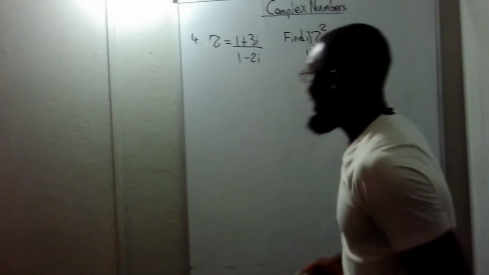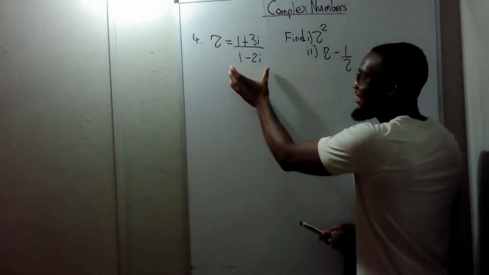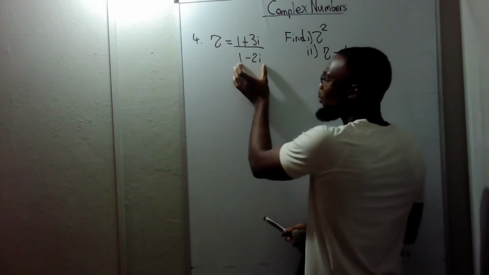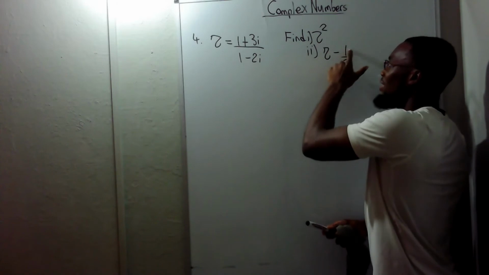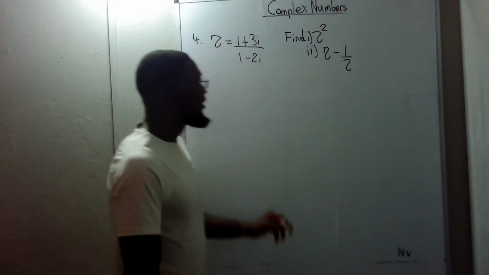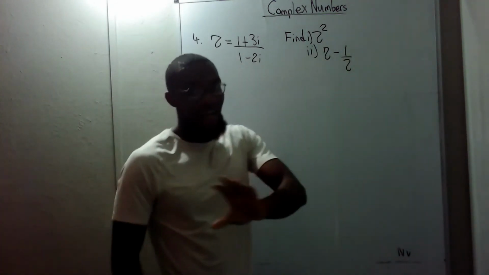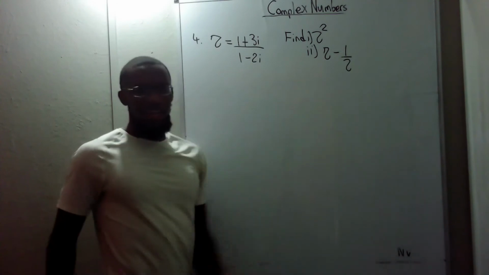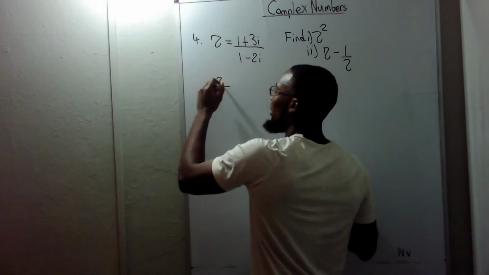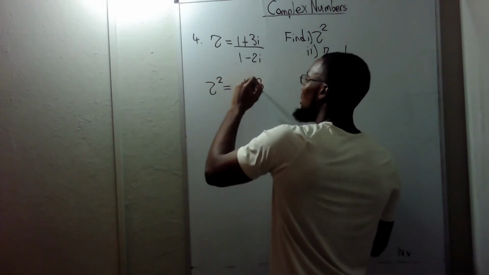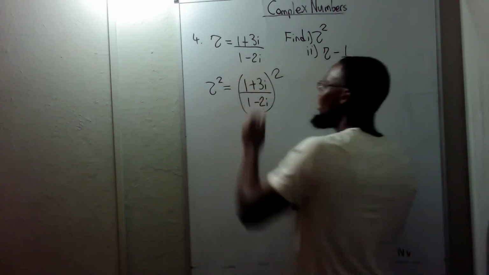Nice. Another question, a different style. It says z is 1 plus 3i over 1 minus 2i, and it says to find z squared and z minus 1 over z. So we need to find z squared and z minus 1 over z. Cool, let's go ahead and do this. To find z squared, z squared is going to be 1 plus 3i over 1 minus 2i, all squared.